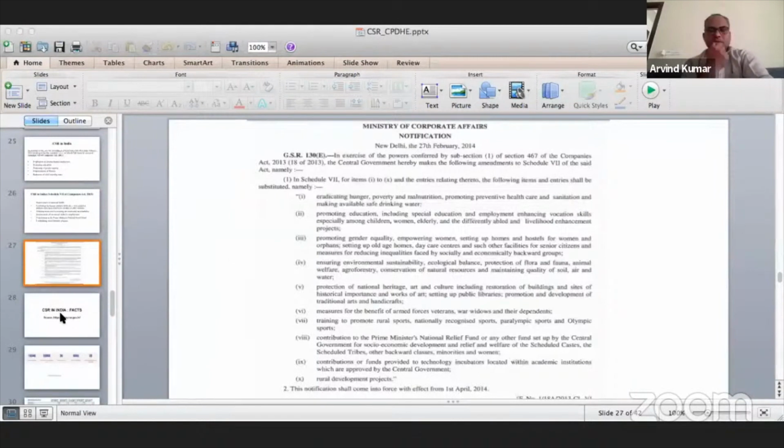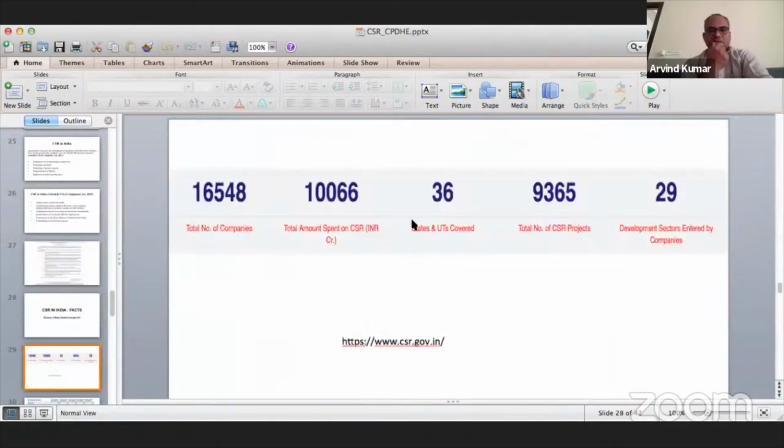Very quickly, I want to share some figures and facts about CSR. This is the total number of companies, total amount spent on CSR, how many states and union territories have been covered, the total number of CSR projects, and the development sectors entered by the companies. When you look at the statistics or the figures, you can make out very easily that a lot of work has been done. Even the number of companies and the number of states, almost every state is doing fairly well. A total of 36 states and union territories have been covered.